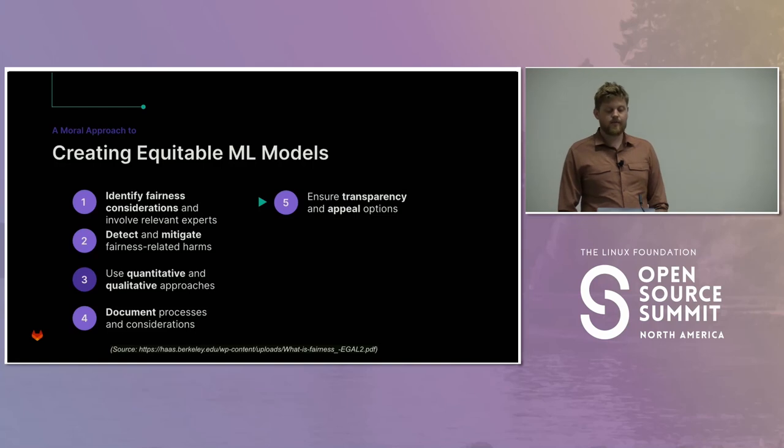Detect and mitigate fairness-related harms. Rather than attempting to create a perfectly fair system, the goal should be to detect and mitigate all harms that affect as many as possible. This involves asking questions such as who is in the system and who is impacted.